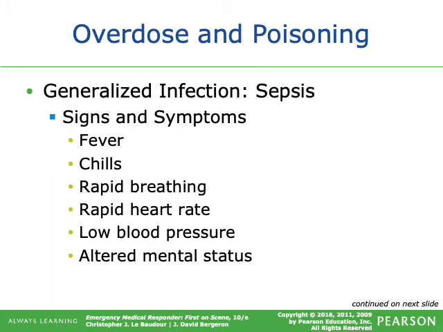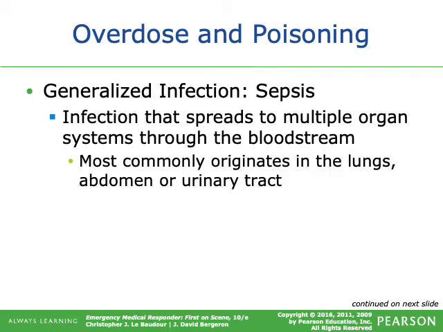All right, so some signs and symptoms of sepsis or a generalized infection include fever, chills, rapid breathing, rapid heart rate, low blood pressure, altered mental status. All right, so this is an infection that spreads to multiple organ systems and throughout the bloodstream. Most commonly originates in the lungs, abdomen, or urinary tract.